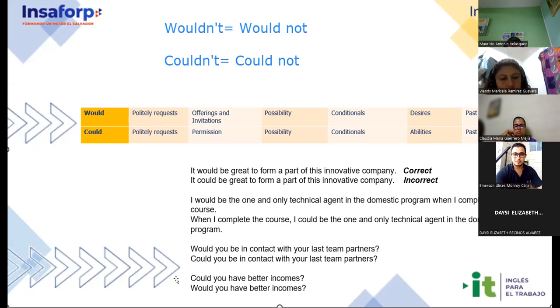Could you have better incomes? Would you have better incomes? Ok. Could you have better incomes? Would you have better incomes? What do you think? What is the sense in the first question? A ver, Daisy. What do you think?